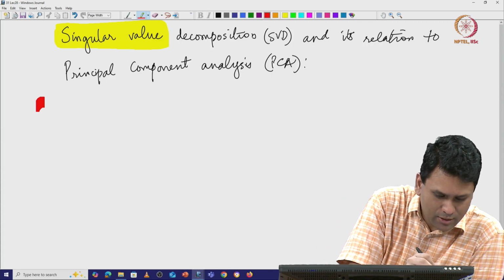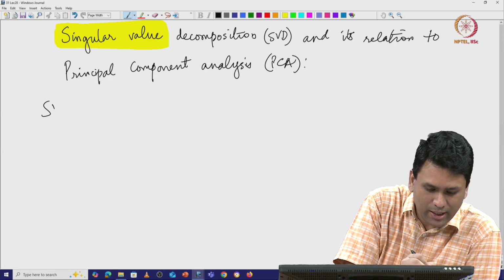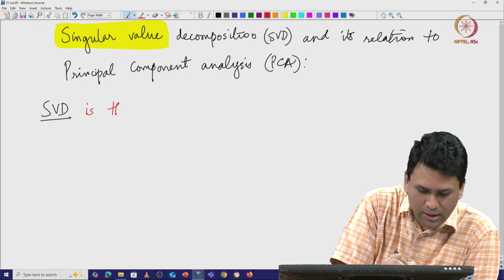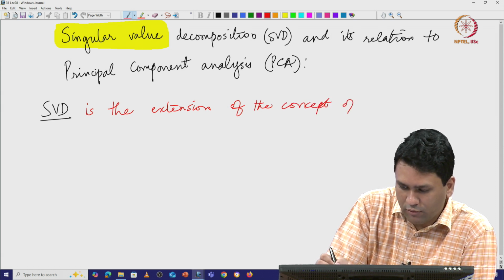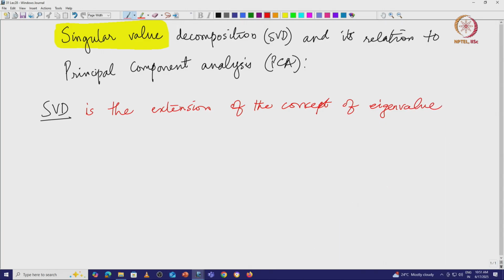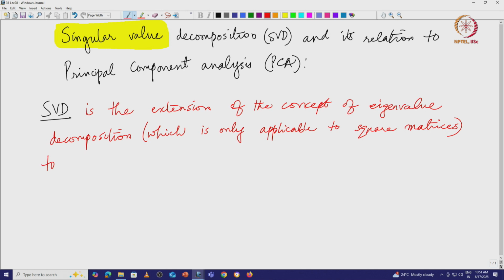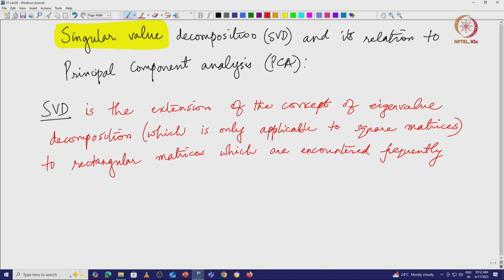So, SVD or singular value decomposition is basically the extension of the concept of eigenvalue decomposition, which is only applicable to square matrices, to rectangular matrices, which are encountered frequently in ML.